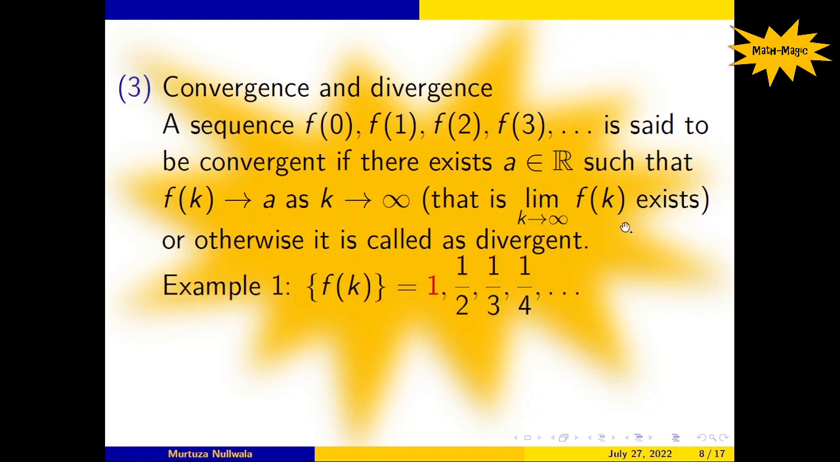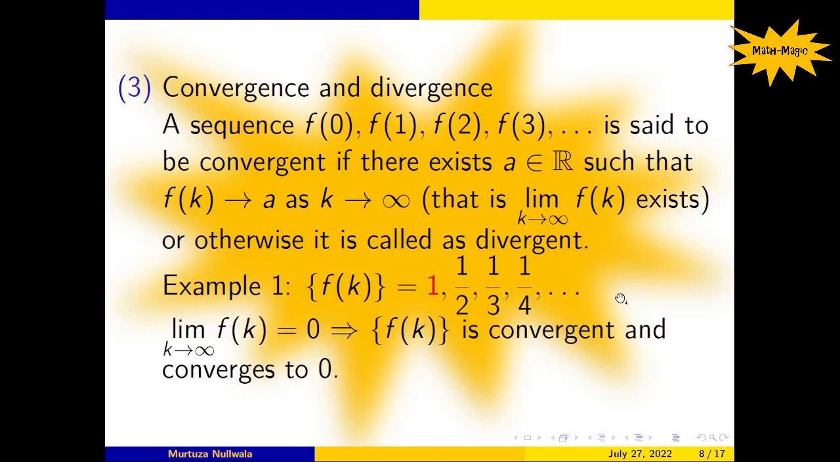Example 1: we have a sequence f(k) equal to 1, 1/2, 1/3, 1/4, and so on. If we calculate the limit as k tends to infinity of f(k), we can see that the value is 0, because as the denominator increases, 1 upon the denominator converges to 0. So the sequence f(k) is convergent and it converges to 0.